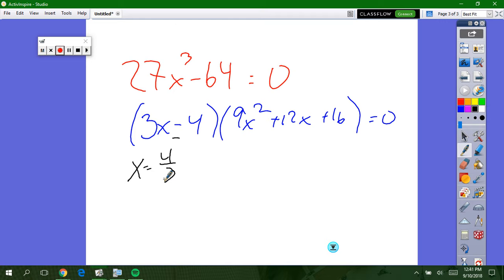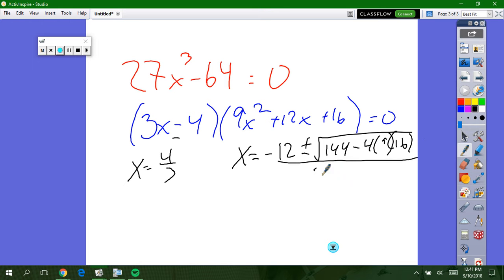So what we got to do? X equals -b plus or minus square root of b squared minus 4ac. Sing along, people. All over 2 times 9, which is 18, which I don't know why I wrote that, just 18.